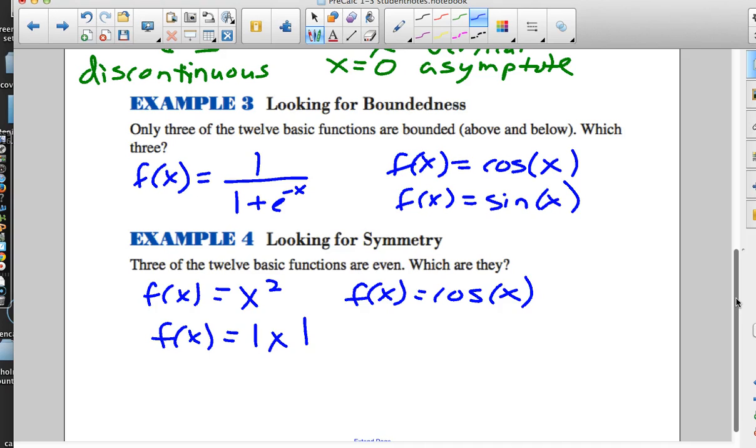Okay. That's a good stopping place. So you can see that it's just so important that we can visualize these.